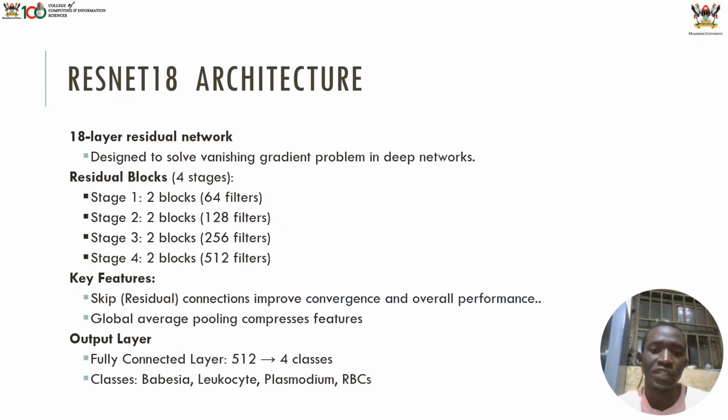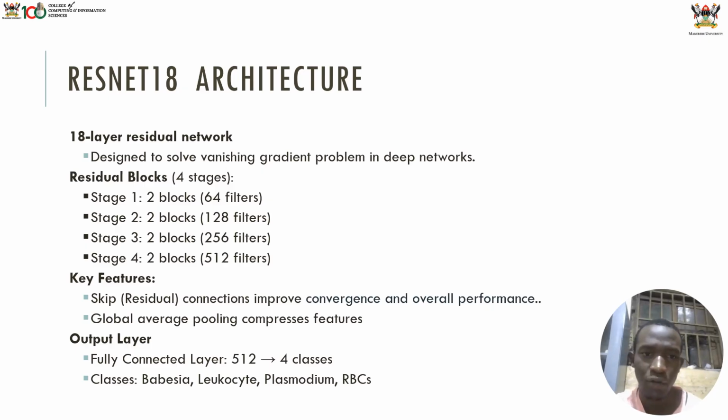So I'll start with ResNet 18 as my first model architecture. ResNet 18 is composed of an 18-layer deep neural network. It was specifically designed to solve the vanishing gradient problem, which makes the training of deep networks difficult. ResNet 18 achieves this by using the concept called residual learning. That's the major concept in ResNet 18.